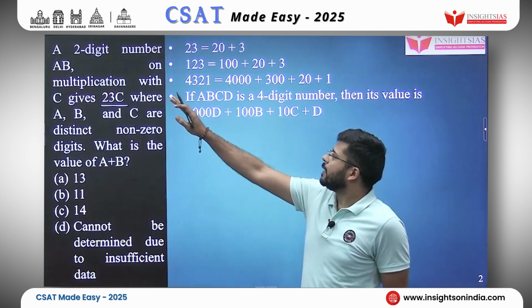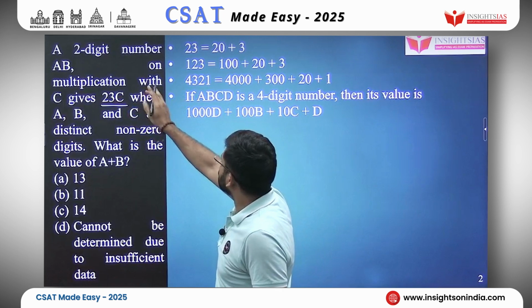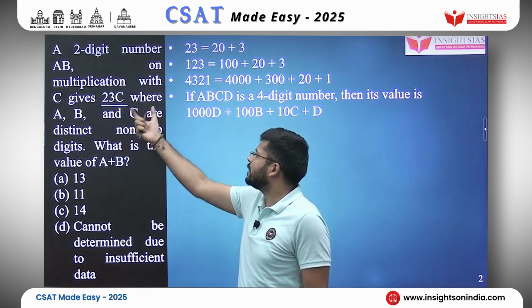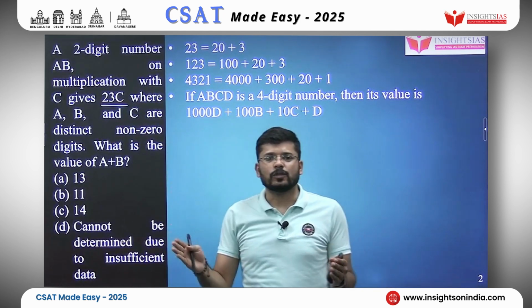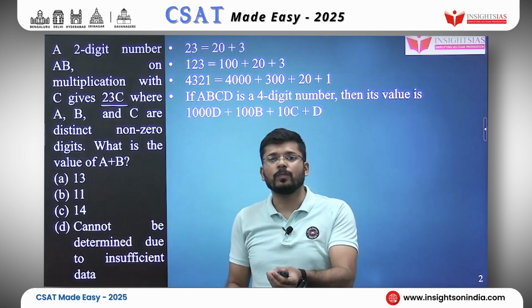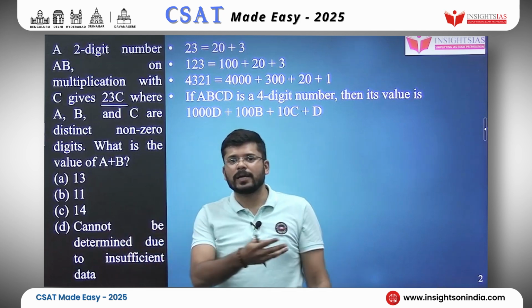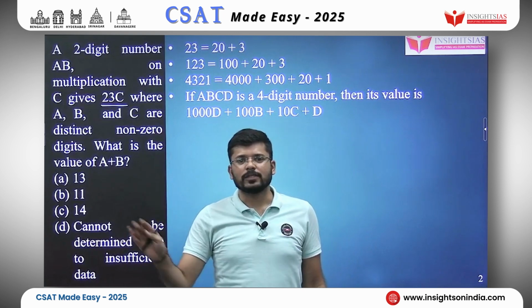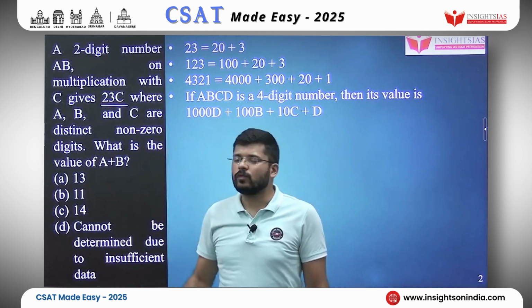AB is a 2-digit number, and when it is multiplied with C, it will give you 230 something, and A, B, C are distinct. So if A takes the value of 1, B and C cannot take the value of 1. If B takes the value of 2, A and C cannot take the value of 2, and if C takes the value of 3, A and B cannot take the value of 3, and none of them happens to be a 0. They take the value from 1 to 9, and they are asking what is the value of A plus B.